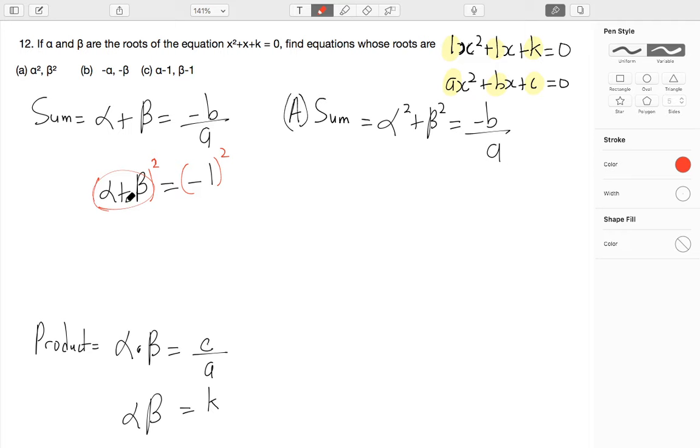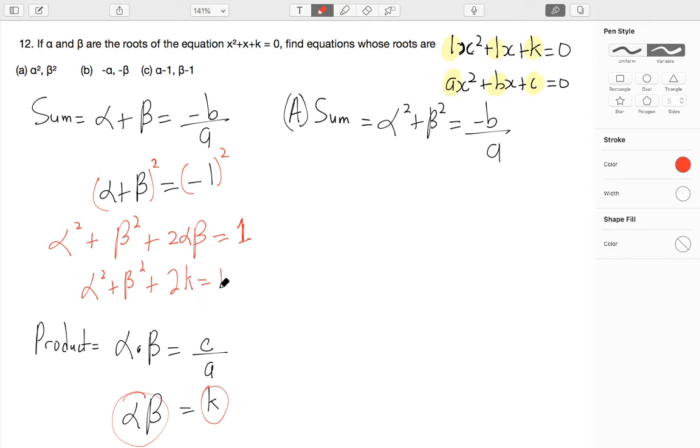And then here, remember, when you square two items like this in parentheses, you have to FOIL them, right? So you end up with alpha squared plus 2 alpha beta plus beta squared, okay? And that's equal to minus 1 squared, which is 1. Beautiful. And now, we already know what alpha beta is from here. We know that alpha beta is k. So we can plug that in here. And so we end up with alpha squared plus beta squared plus 2k is equal to 1. And we can move the 2k over to the other side to give you minus 2k, right?